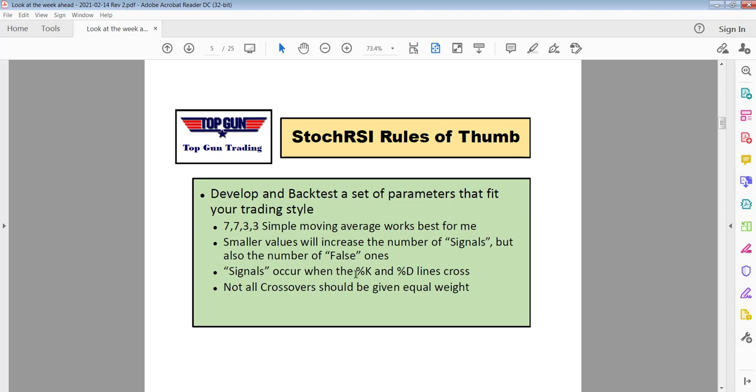Now, a signal occurs when the %K and %D lines cross, and I'll go over the picture in just a minute. We need to keep in mind that not all crossovers should be given an equal weight. You have to take it in context with the pattern of price.